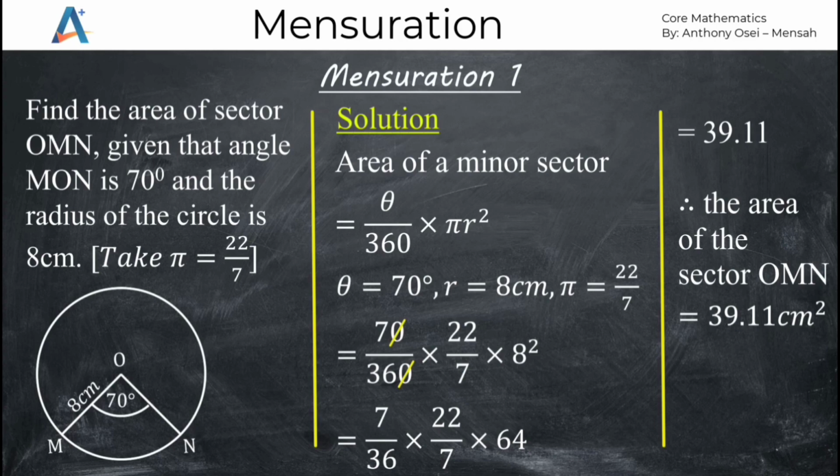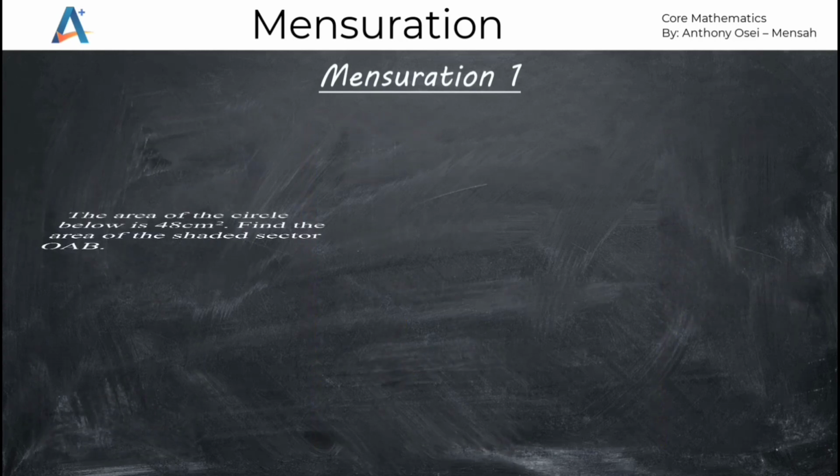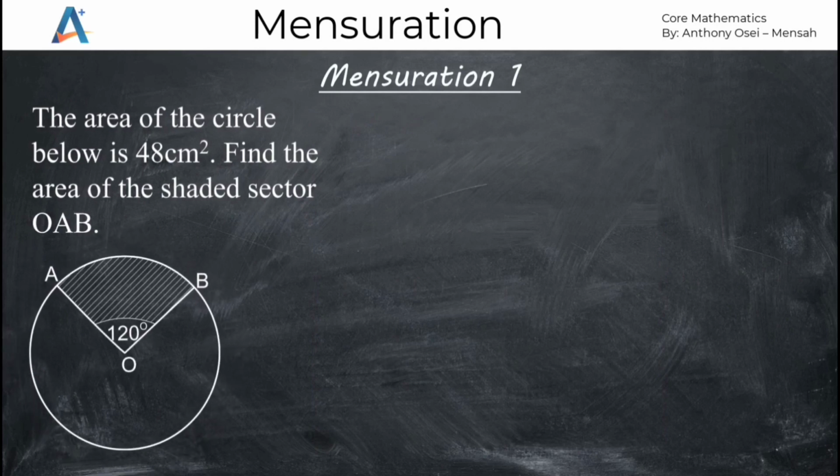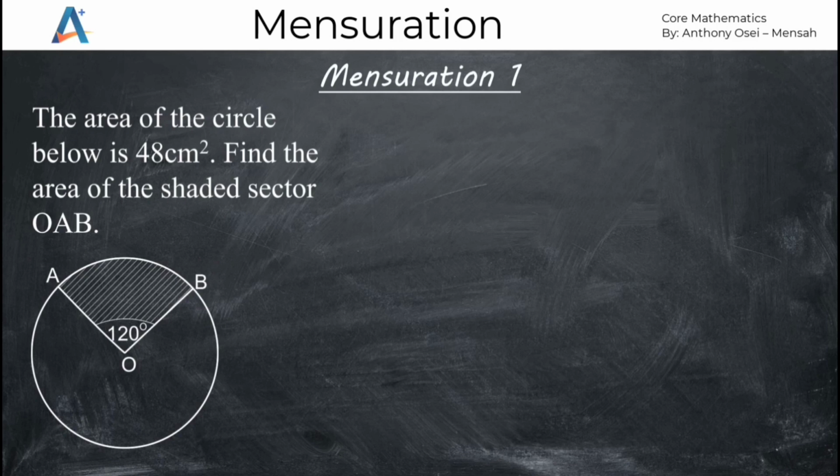Thank you. Next question reads, the area of the circle below is 48 centimeters squared. Find the area of the shaded sector AOB. Now this is the diagram and this is the shaded sector AOB. Now let's get into the solution. If you check from here, for us to solve this question, we need to put down the parameters.